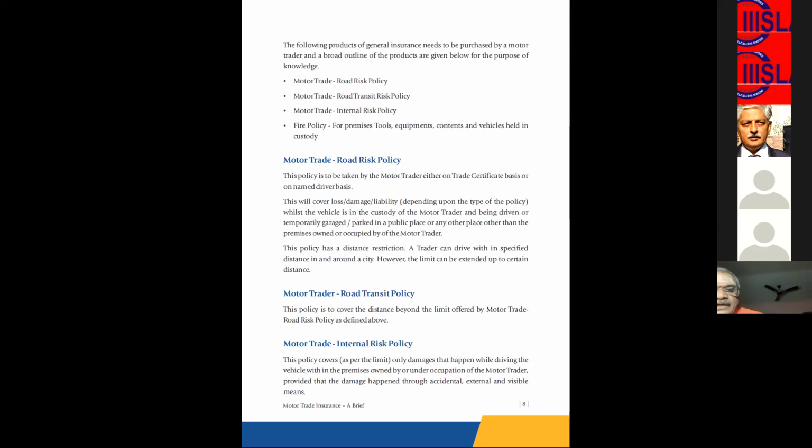Of course, naturally the named driver basis will have a condition that the insurance is valid only when the vehicle is driven by one of the named drivers named in the policy. Otherwise, the insurance will not operate.